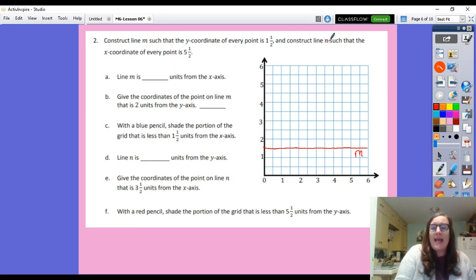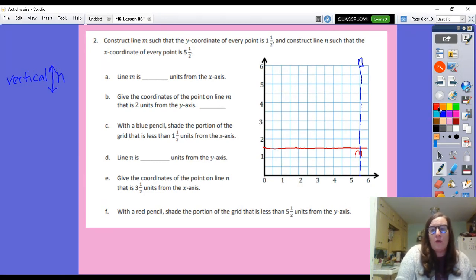Then I have line N, and it's going to have an x coordinate at every point of 5.5. So an x coordinate, which would be this here, and it's 5.5. So that's line N. So line N is vertical. Up and down.